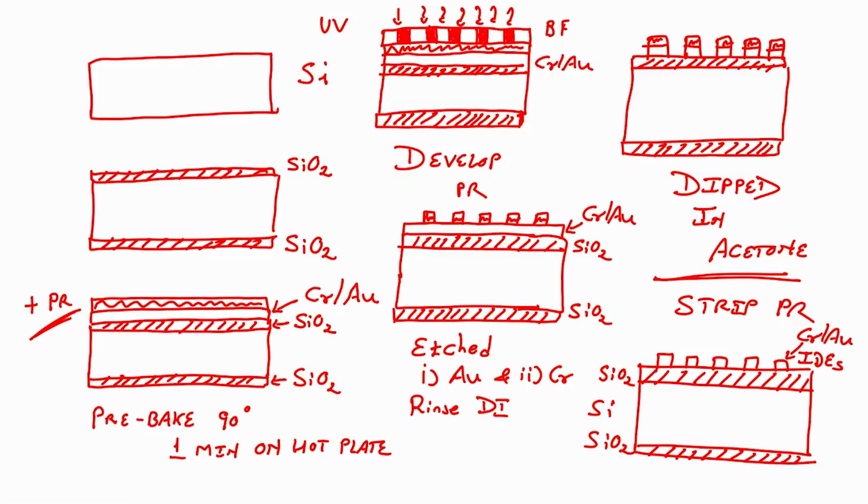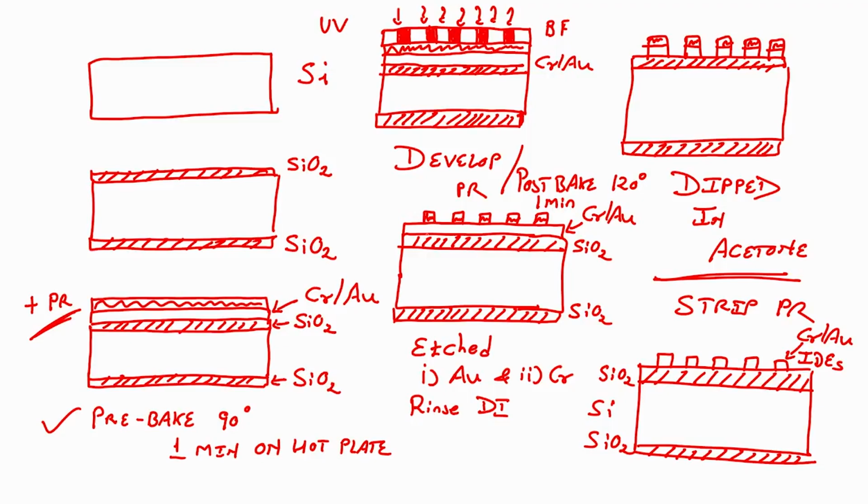Let us repeat once again quickly. Silicon, first step; silicon dioxide grown, second step; chrome gold deposit, third step; spin coat of photoresist, fourth step. After spin coating the photoresist, you have to pre-bake at 90 degrees for 1 minute. After that, you load the mask, do the UV lithography, and then you develop your photoresist. After developing the photoresist, you go for post bake at 120 degrees for 1 minute. Then you have the photoresist on the metal.